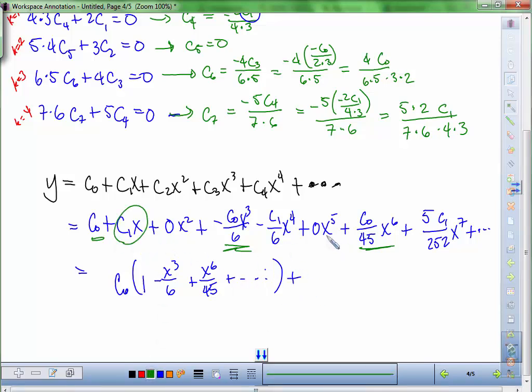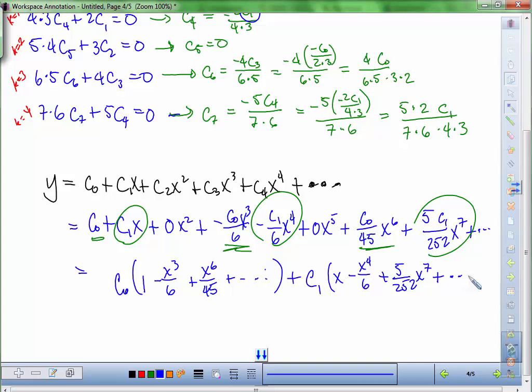Everything that's a C1 can get grouped together. So C1, and then we have an x minus x to the 4th over 6 plus 5 over 252 x to the 7th plus dot, dot, dot. Okay? So these are your two functions that we were not able to identify as something that we know, but we have a power series solution that looks like this. So y is equal to this whole thing.